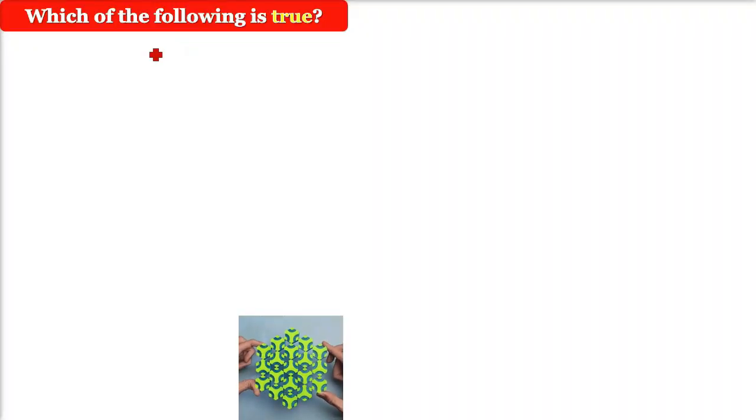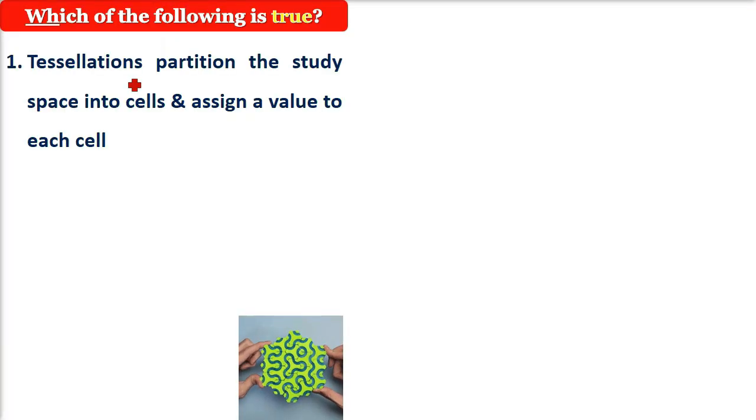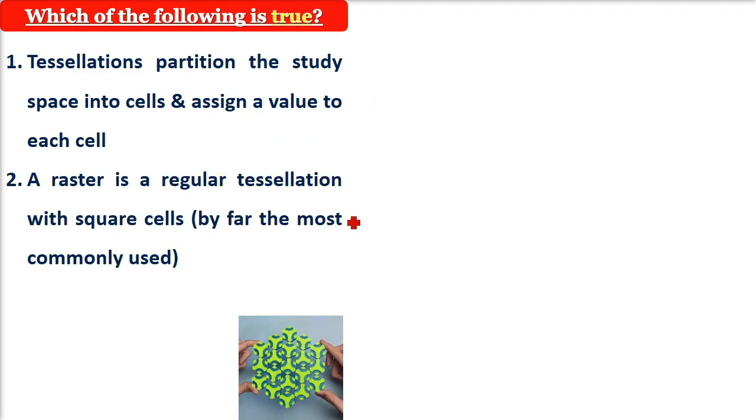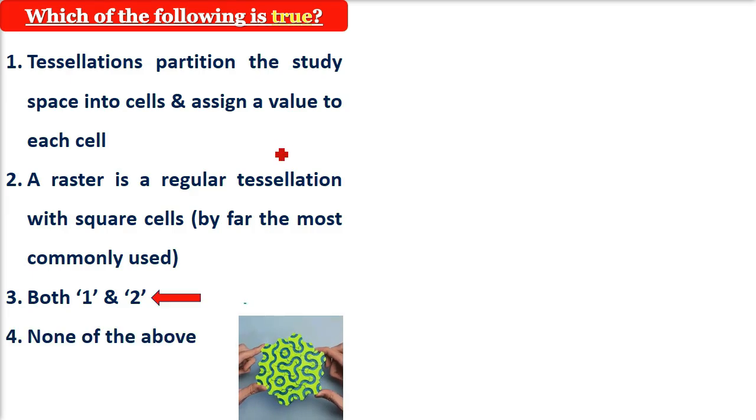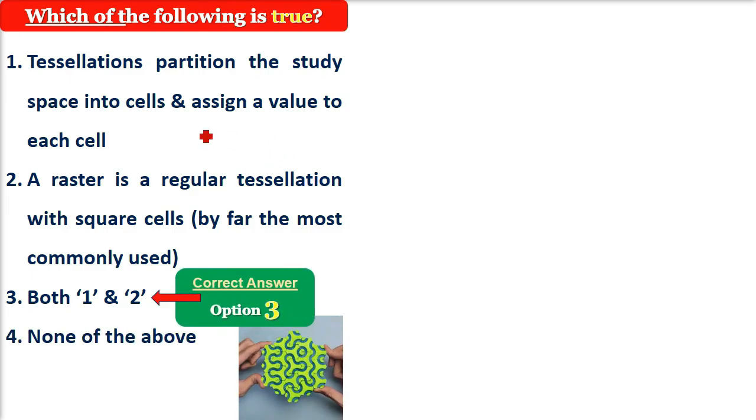Which of the following is true? Tessellation partitions the study space into cells and assigns a value to each cell. A raster is a regular tessellation with square cells, by far the most commonly used. Both 1 and 2, and the final is none of the above. Now you got it right, it's both 1 and 2, option number 3.